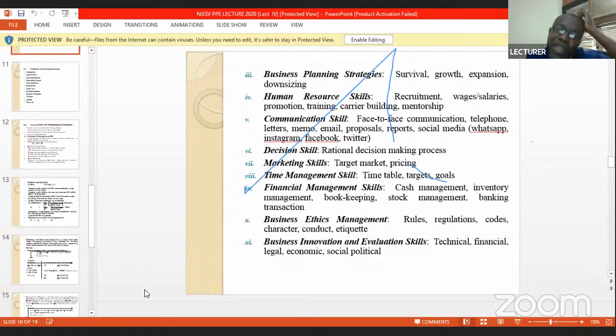So number 1 to number 6 is a scientific process. But that last one, which is choice, is art. So estate management is science molded carefully with art. The next one is marketing skills. An entrepreneur should have marketing skills.